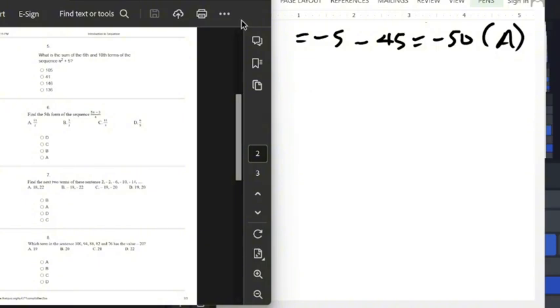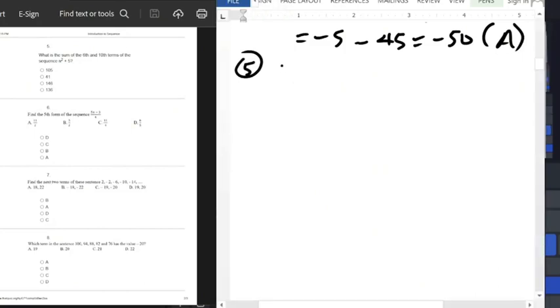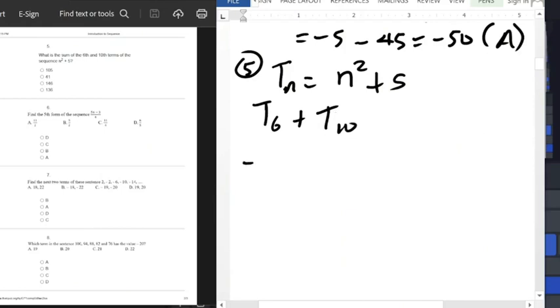So question number 5 says, what is the sum of the 6th and the 10th term? The nth term formula is Tn equals n squared plus 5. T6 plus T10, that is the sum, equals T6, that is 6 squared plus 5, plus T10, 10 raised to power 2 plus 5.